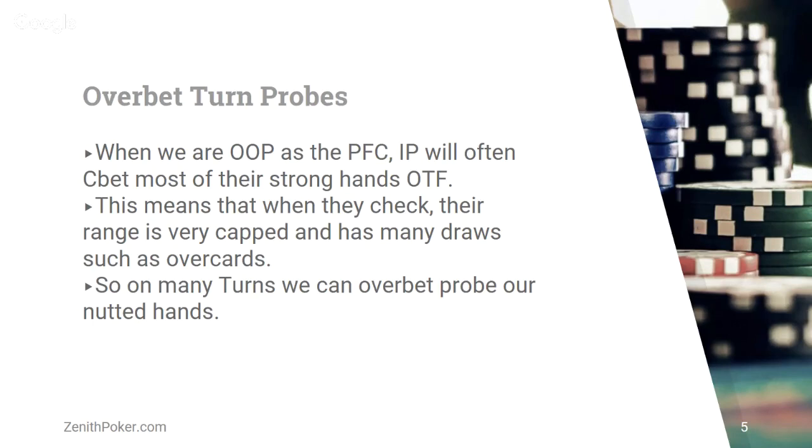The way to exploit that with your strong hands like sets is to trap them on the flop and the turn and not raise them until the river. Right, because you're going to win all that value from your opponent's barrels on the flop, the turn and the river. So you're going to win all that value from the triple barrel, and then you're going to win additional value from your raise. Okay, right.